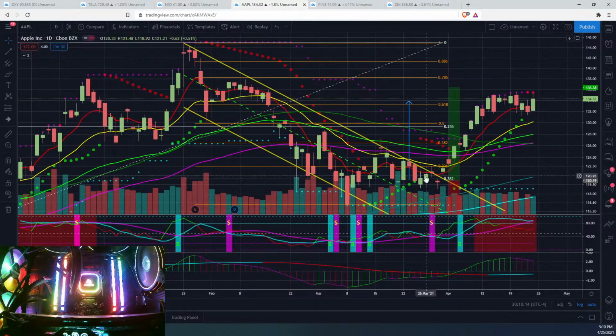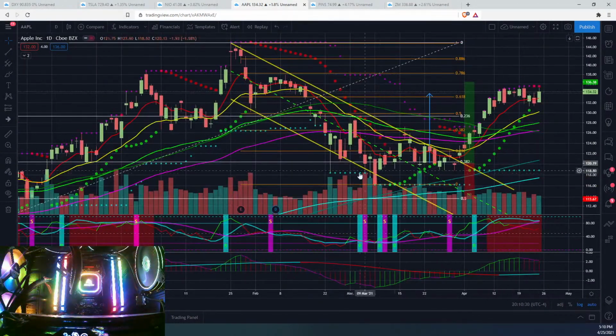Apple next. Apple basically has already hit our measured move, and it looks to me like it's topping out here. Once again, we're in the bullish control zone at the top of the range. Looks like we're about to get the cross. Looks like we're potentially going to exit the bullish control zone. Multiple red histograms in a row. Is Apple going to go down from here?